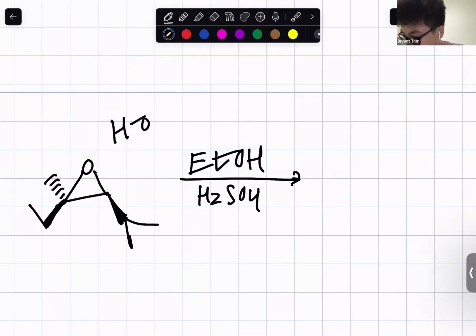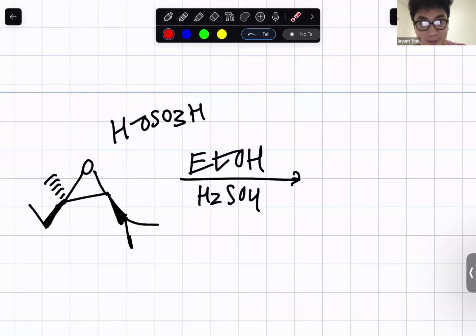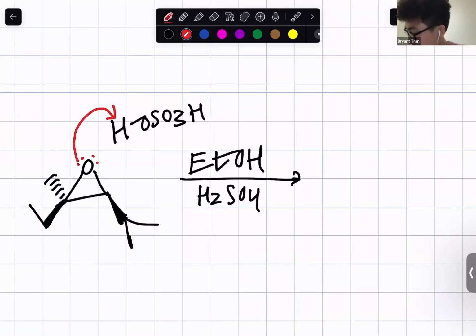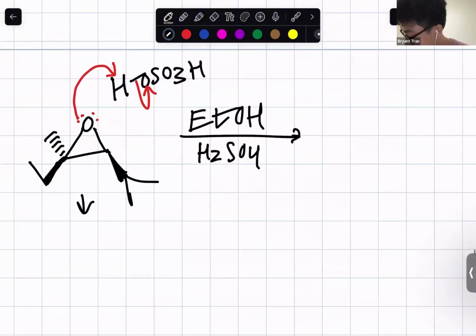And to draw the mechanism, I'm gonna draw out the H2SO4 in this form right here. That's because we want to see directly that this oxygen is going to use one of its pairs of electrons to attack and grab that hydrogen like that. Meaning that this bond between the hydrogen being grabbed and oxygen is going to break off and go onto the oxygen right there, giving that oxygen a pair of electrons. So after that, we're going to get this intermediate as a result.